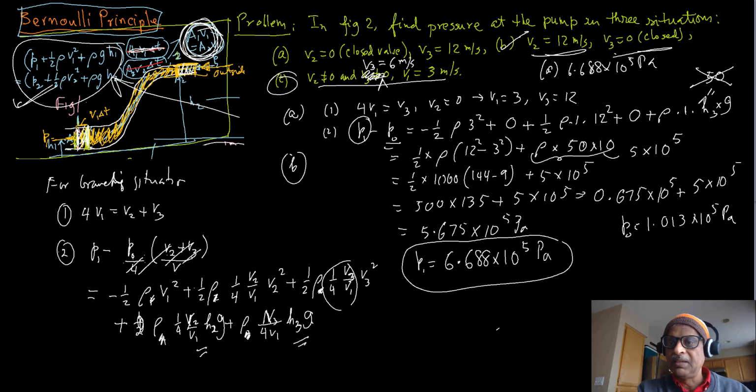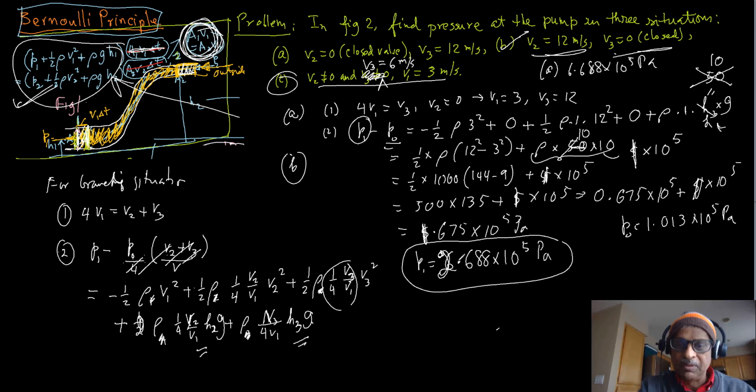This is going to be H2, and this is going to be 10. So this will become 1. This 10, so this becomes 1. This becomes 1. This becomes 1. Everything else remains the same. This becomes 1, and this becomes 1. So this becomes 2. So for B, it's just 2.688 times 10 to the power 5 Pascal.